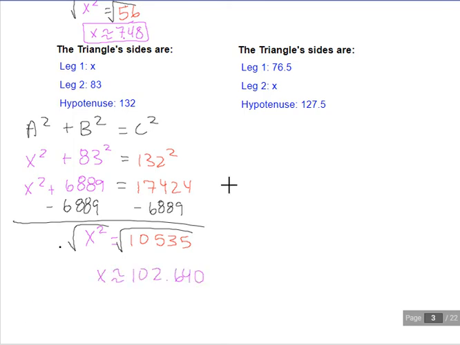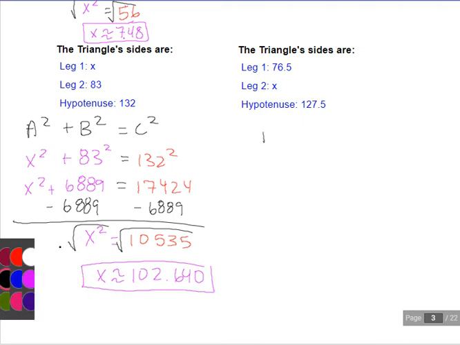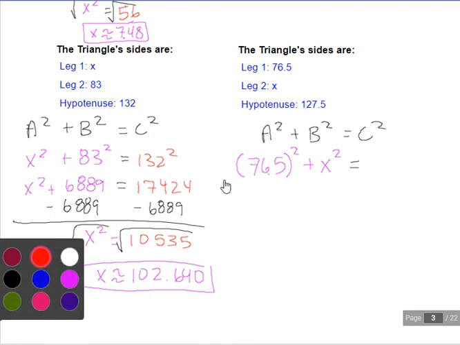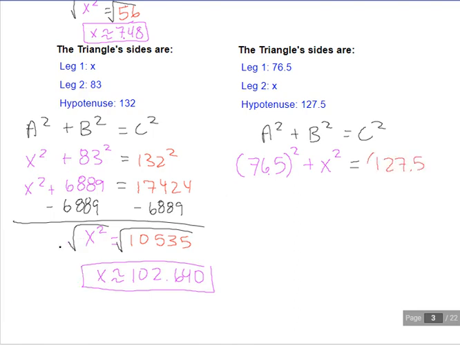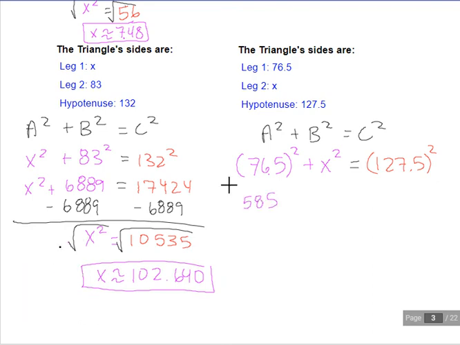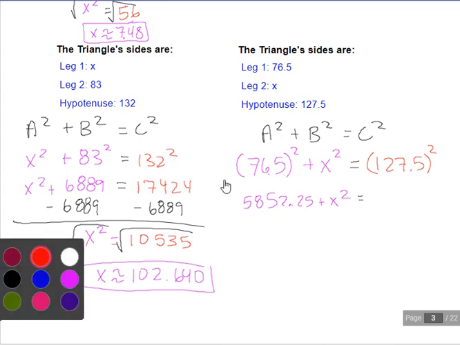All right, one last one for this set. Okay, so 76.5 is going to be one of my values. X shall be the other. My hypotenuse value always must be C. And so I have 127.5 squared. So 76.5, 1 squared, will give us 5,052.25 plus our x squared. And that's going to be equal to, of course, 127.5 squared. Ooh, so 16,256.25.